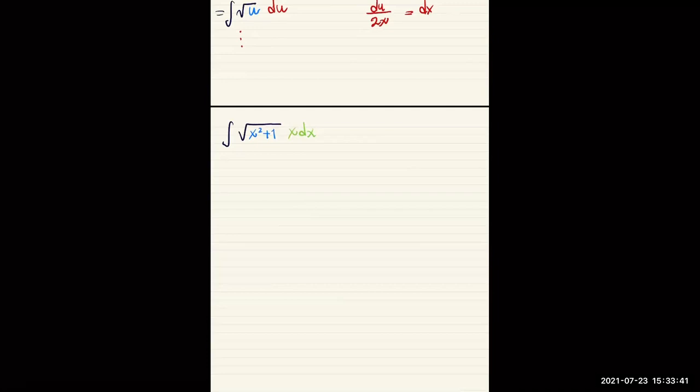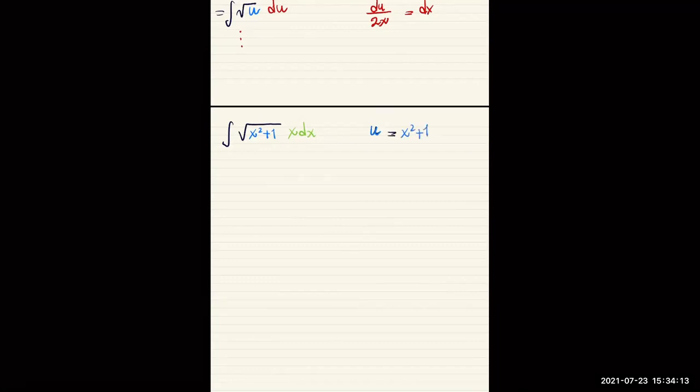So as long as I have the derivative of the inner function without the coefficient, without the constant, I'm all good. It's just going to work out. So we're going to let u equal, again, x squared plus 1.